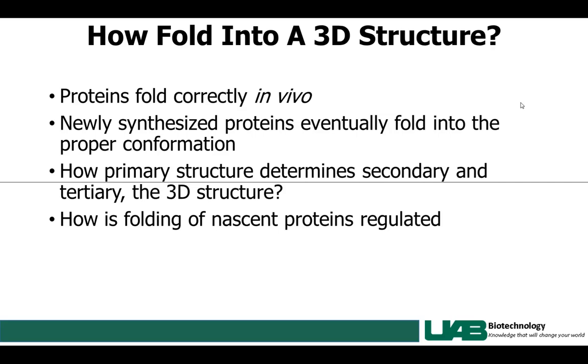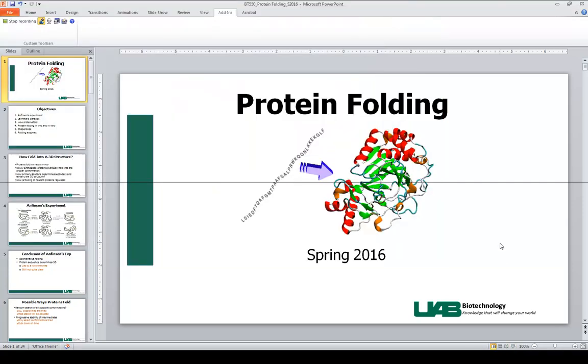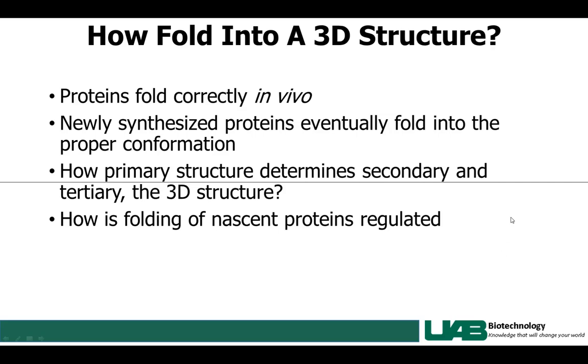How do proteins fold into a three-dimensional structure? Well, we know that in vivo, when proteins are synthesized, they eventually fold into the three-dimensional structure. And it is the three-dimensional structure that is very critical to the function of the protein. And so the question is, how does that happen?